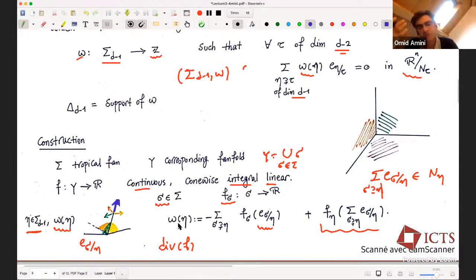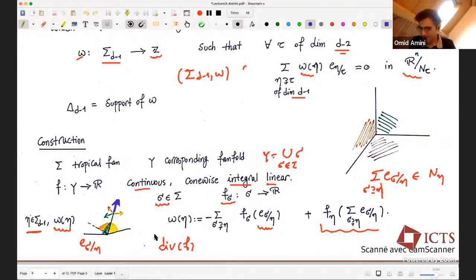So from the geometric perspective, if omega eta is strictly positive, this indicates that f has a zero on eta. If it is strictly negative, it means that f has a pole at that eta. But we don't need this analogy. It's just a weight function. So it's a weight function associated to this function f.